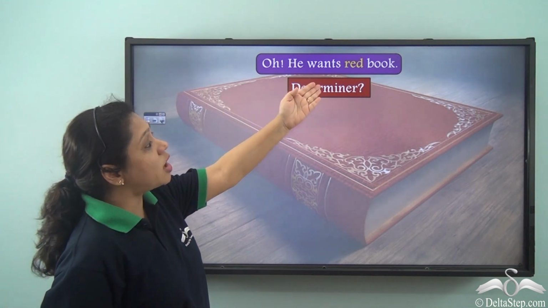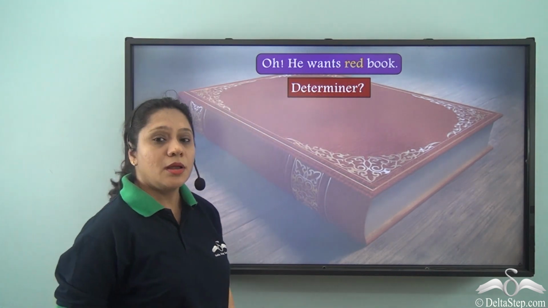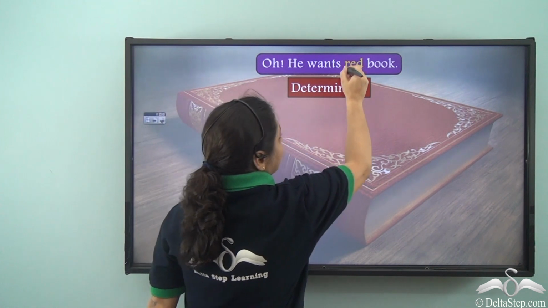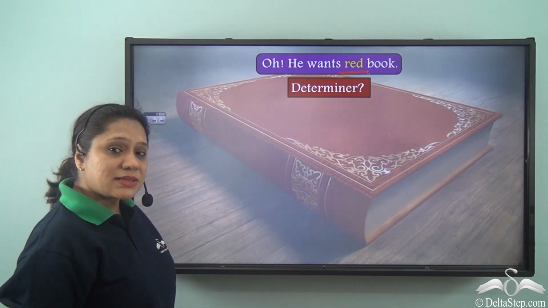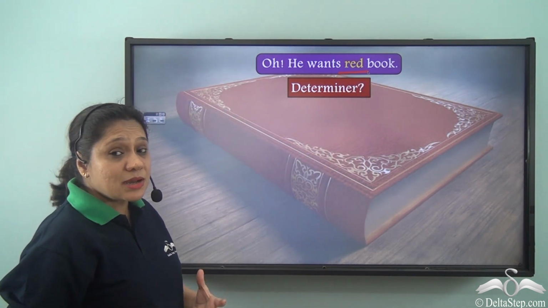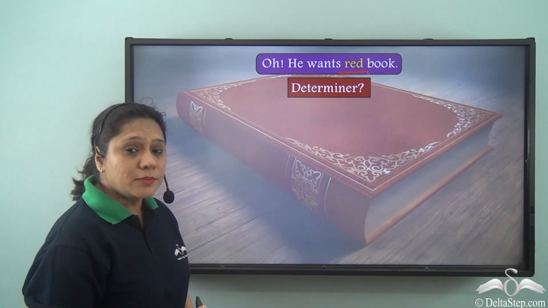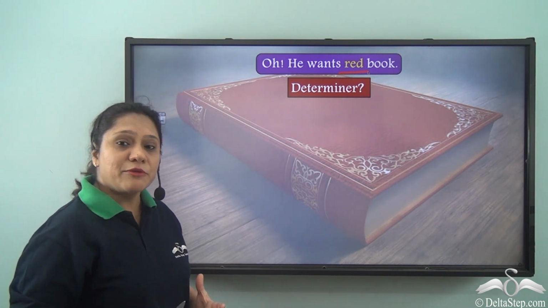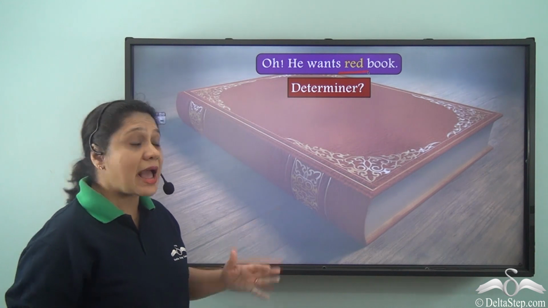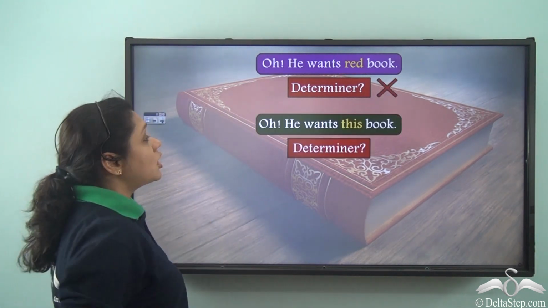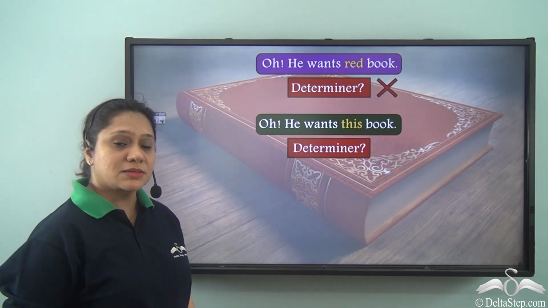Oh, he wants red book. Now do you think red is a determiner in this sentence? Is it determining a particular book? No, we can refer to any red book. Hence, red is not a determiner in this sentence.